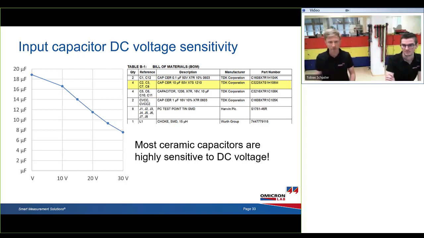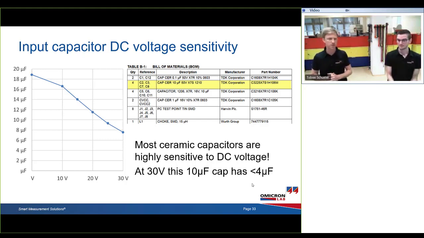Please note that most of the ceramic capacitors, if they are not class 1, are highly sensitive to DC, so they will reduce, and in this case the 10 microfarad capacitor has less than 4 microfarads left at 30 volts, but it's rated to 50 volts.